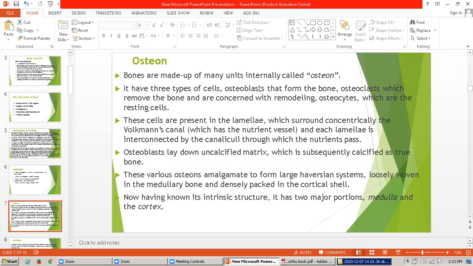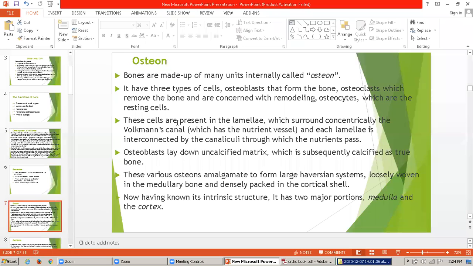Osteoblasts form the bone. The formation of the bone occurs due to the osteoblast. Osteoclasts remove the bone and are concerned with remodeling, so remodeling requires osteoclasts. Osteocytes are the resting cells. So there are three types of cells: osteoblast, osteoclast, and osteocyte.